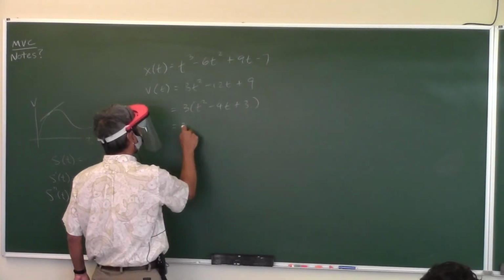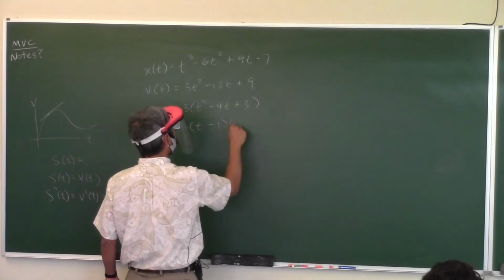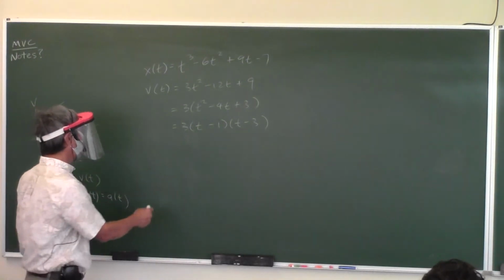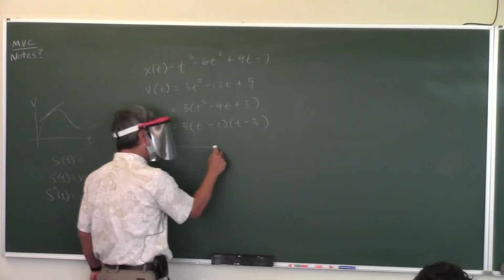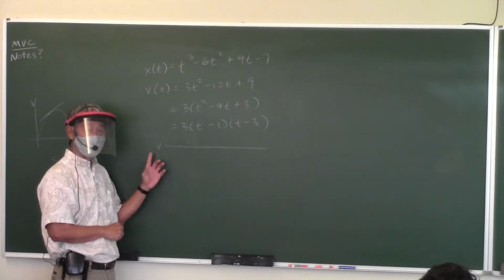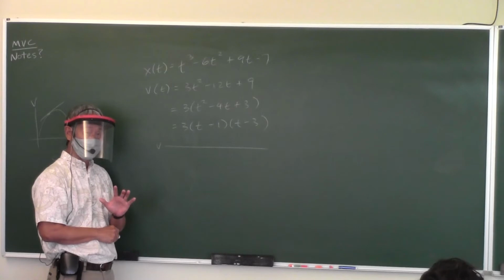This is what I wanted. t minus 1, t minus 3. See, easy to make a number line for that. Now, whenever you make a number line on the AP exam, it must be labeled. Otherwise, it's not going to count as part of your work.